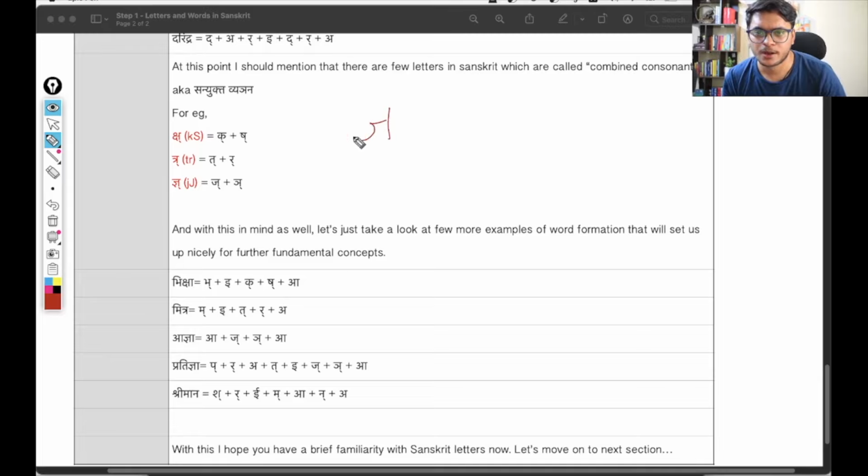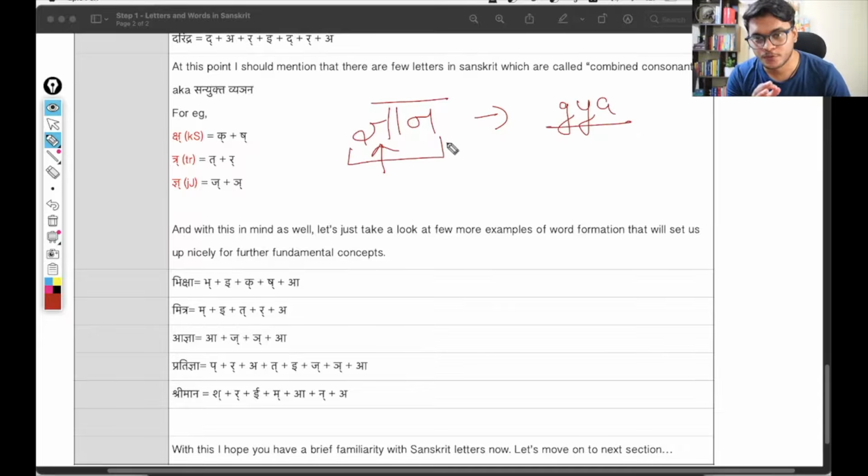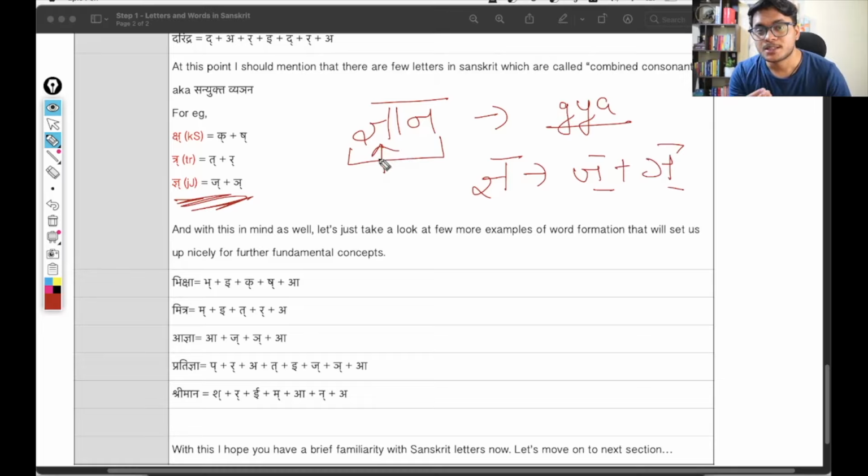You know this word, right? I don't know about you, but I always pronounced this letter as gya. So this word for me was gyan, but the correct pronunciation of this word is jnana. Why? Because if you split this letter, it is made of ja and nya. So you pronounce this as jnana. A bit of ja and a lot of nya, jnana.